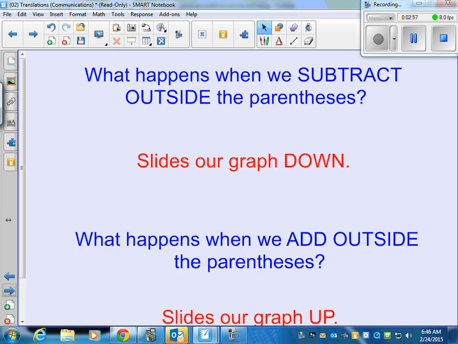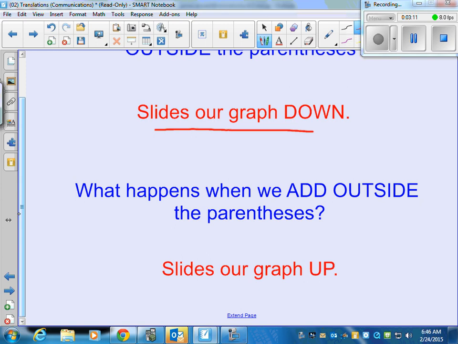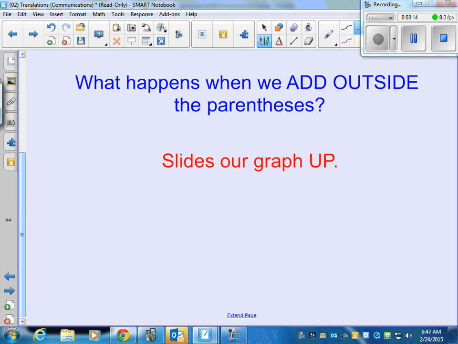So now, when we look at some of these basic operations, what happens when we subtract outside the parentheses, outside the parent function? It does slide our graph down. What happens when we add outside the parentheses, outside the parent function? It slides our graph up.